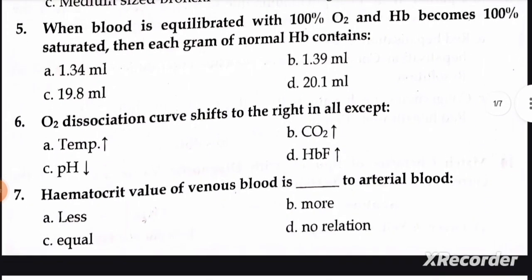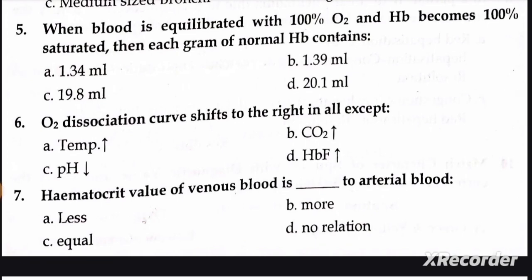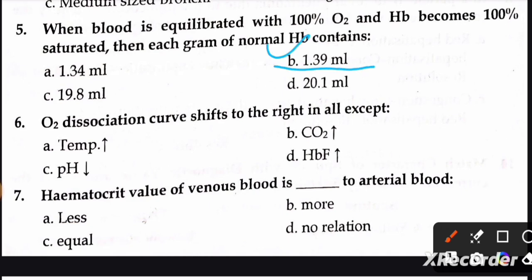Next question is when blood is equilibrated with 100% O2 and Hb becomes 100% saturated, then each gram of normal Hb content is A 1.34 ml, B 1.39 ml, C 19.8 ml and D 20.1 ml. Right option is B, 1.39 ml. Next question is O2 dissociation curve shifts to right in all except A temperature increase, B CO2 increase, C pH decrease and D HbF increase. Right option is D, HbF increase.